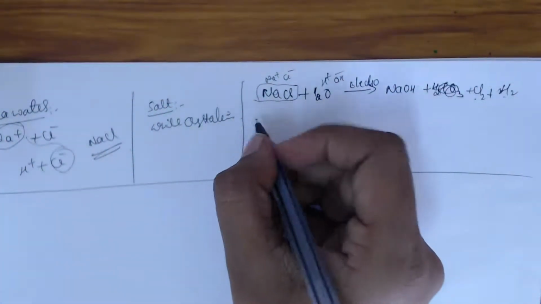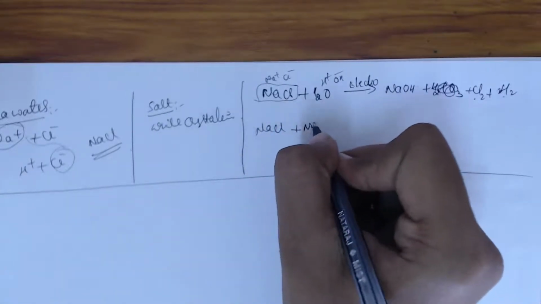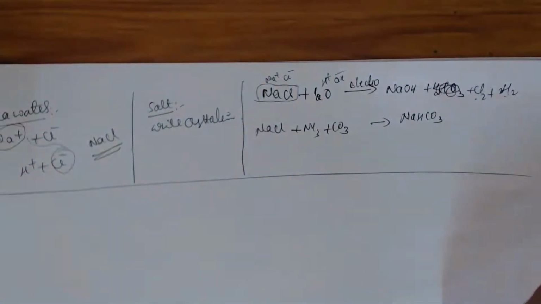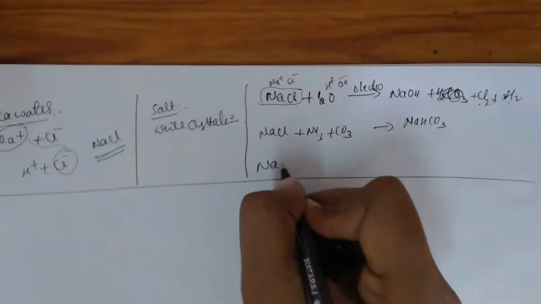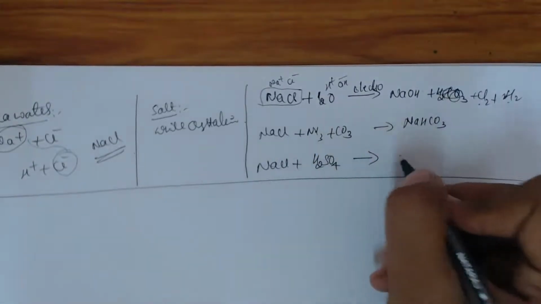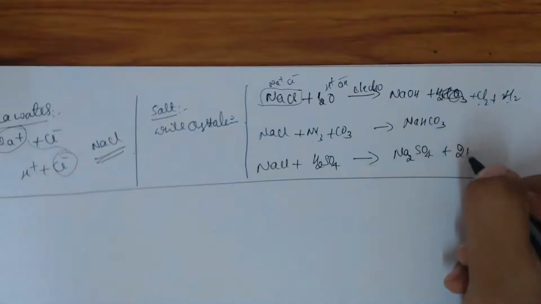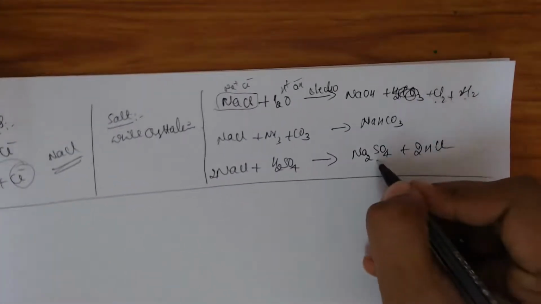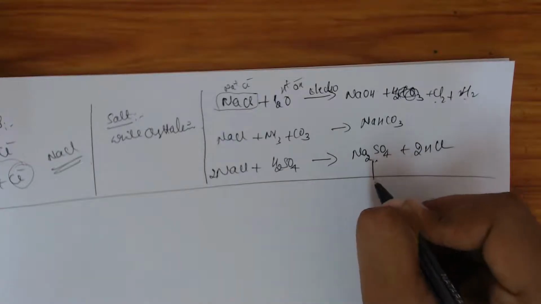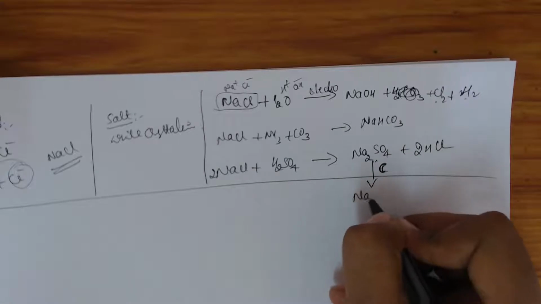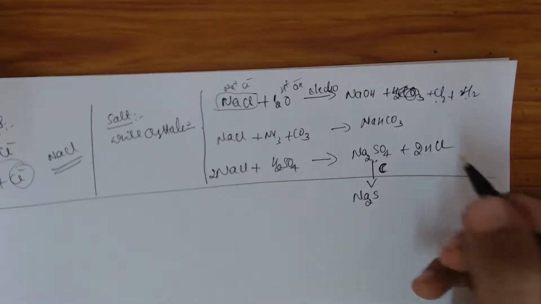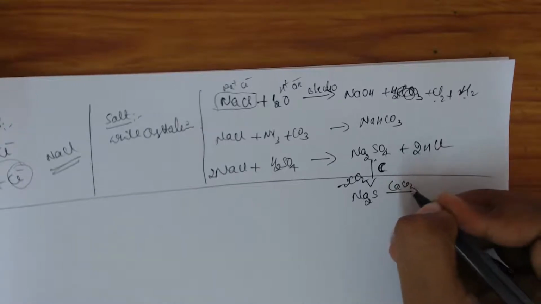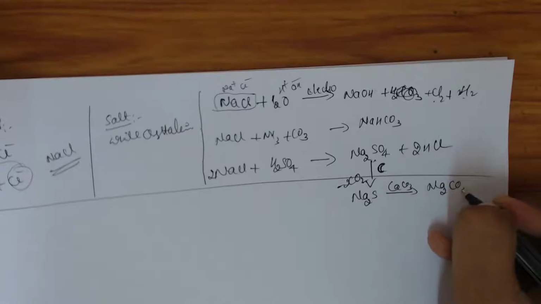Later I will explain. When this NaCl reacts with ammonia and carbonate, it forms sodium bicarbonate with the liberation of NH4Cl salts. So this NaCl reacts with any acid, gives rise to what? Na2SO4 plus 2HCl. Here it is 2 moles. If this Na2SO4 is treated with carbon, it forms Na2S with the liberation of 2CO2. When it is treated with CaCO3, again it forms what? Na2CO3.